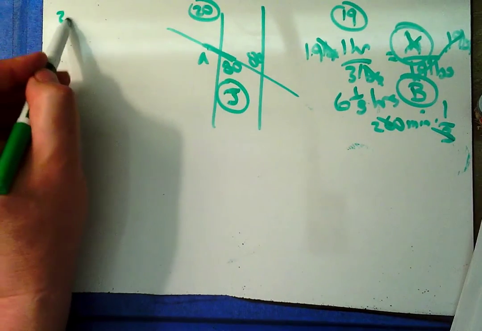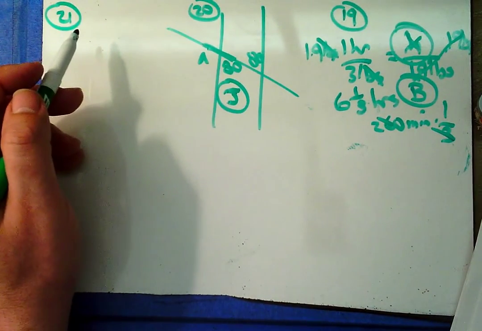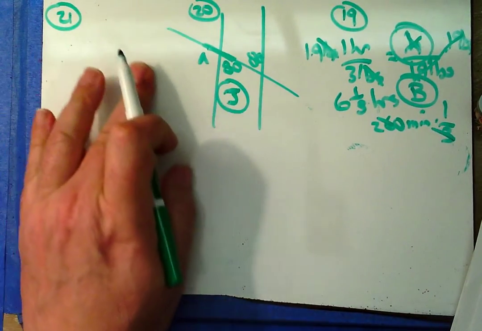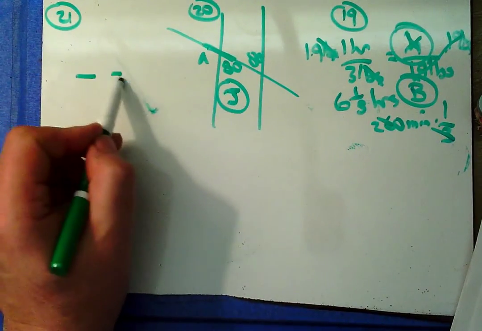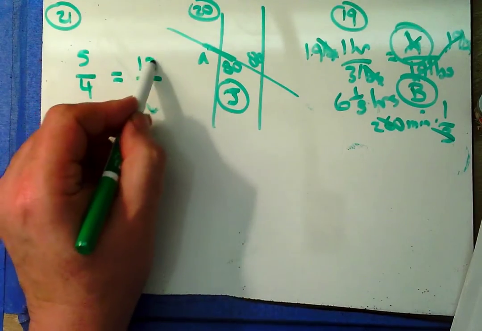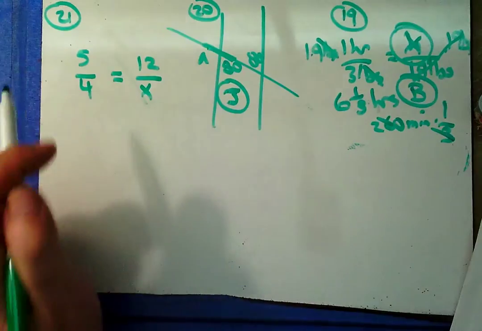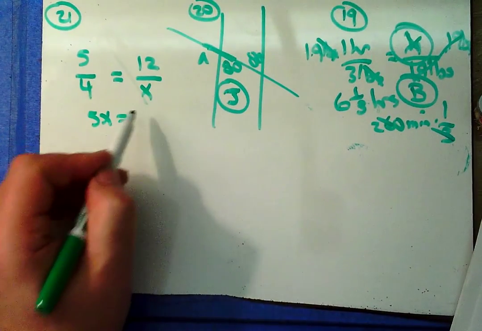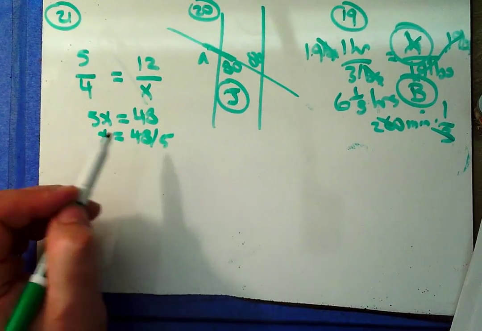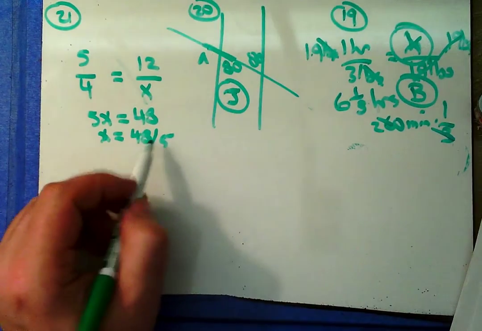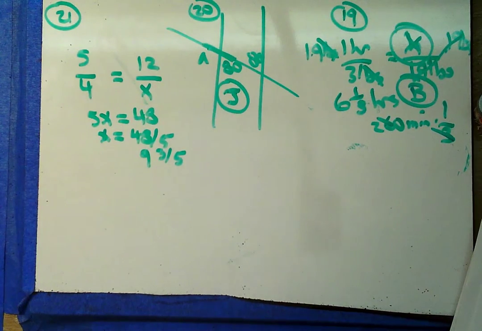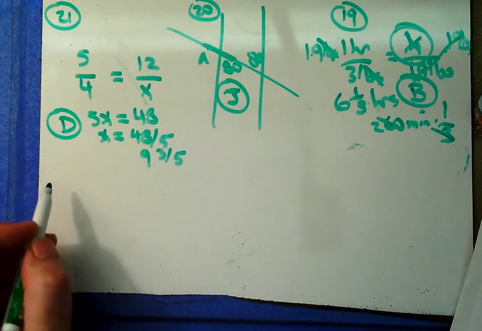In 21, it looks like similar triangles. We've got small triangle to big triangle. 5 is to 4 as 12 is to x. I cross multiply, I get 5x equals 48, or x equals 48 divided by 5. 48 divided by 5, 5 goes into 48 9 times with 3 left over. So we have 9 3/5, which is choice D for 21.